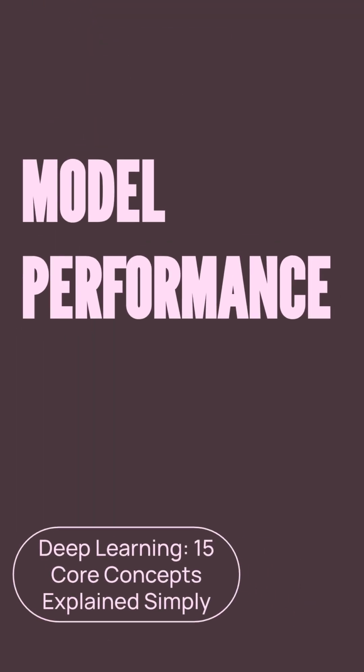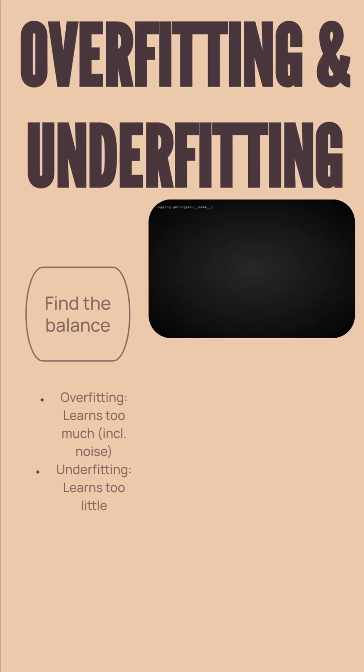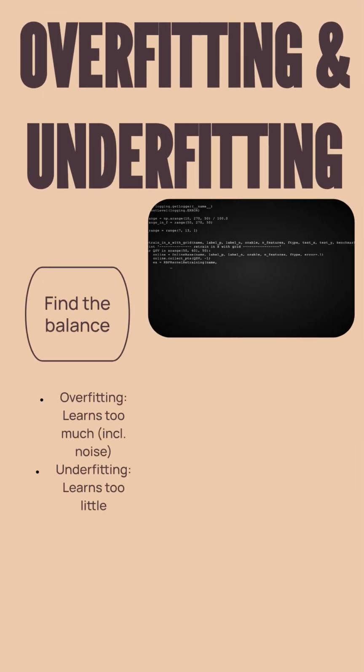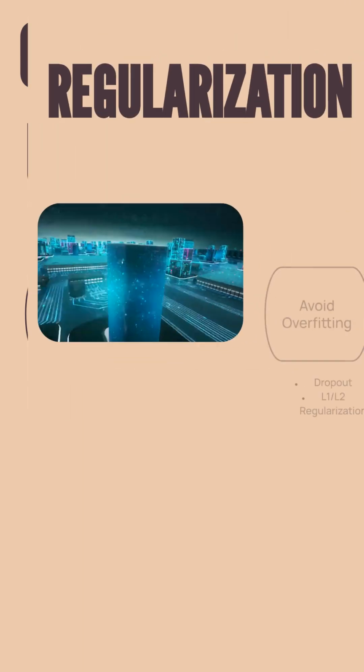Next, let's look at how we measure and optimize a model's performance to ensure it generalizes well. Overfitting happens when a model learns too much, including data noise. Underfitting occurs when it hasn't learned enough. The goal is to find the right balance for optimal performance.